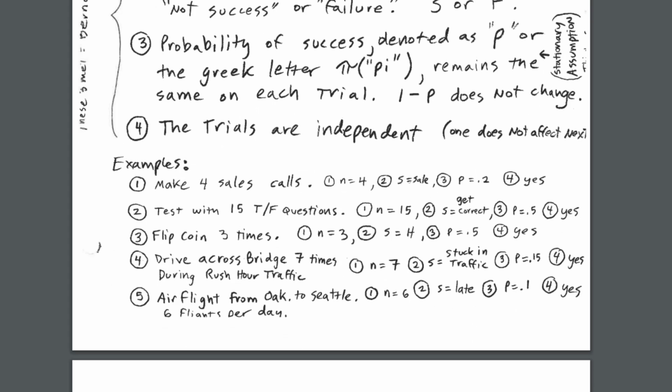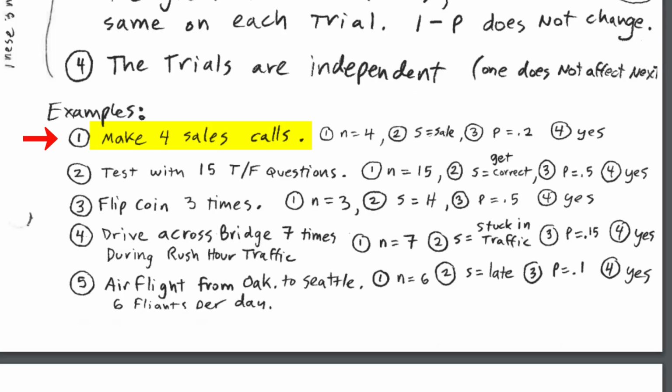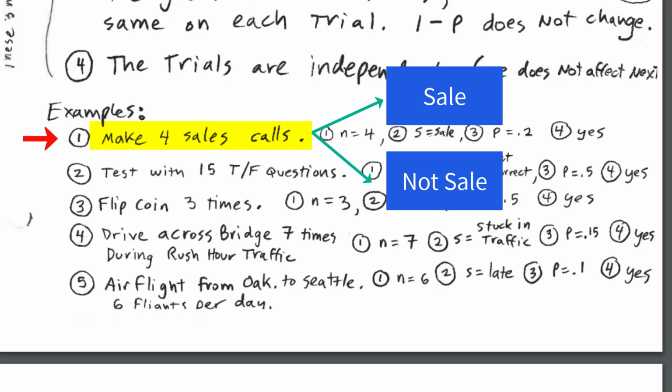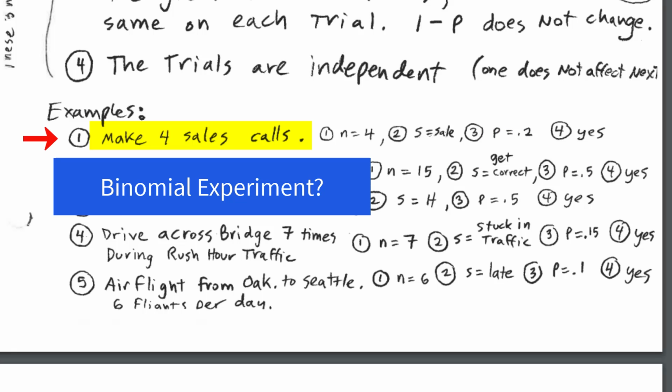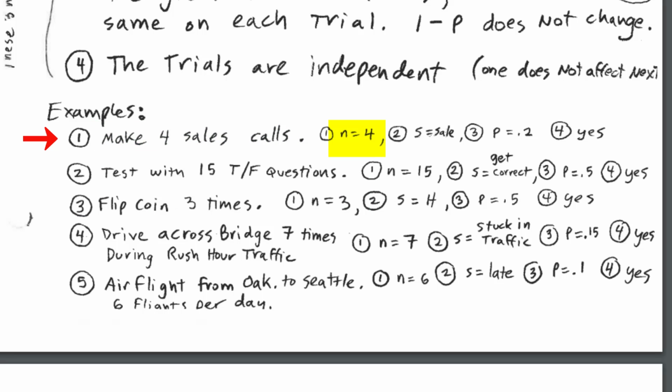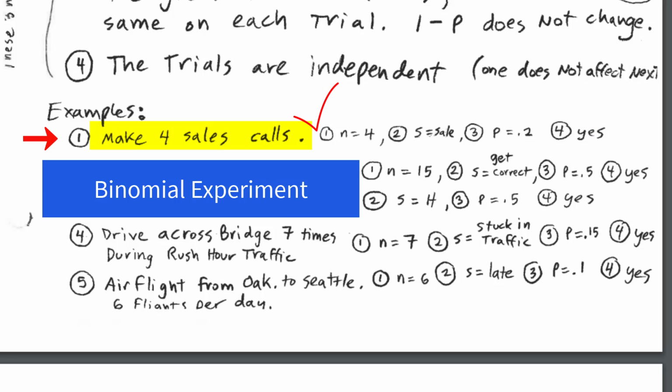Now let's scroll down and look at some examples. If we have a salesperson who makes 4 sales calls, and each call ends up in a sale or not a sale, and from past data we know that the probability of making a sale is 0.2, do we have a binomial experiment? Well, fixed number of trials, that equals 4. We can define success either way. We'll define success as a sale, the p, 0.2, and it remains the same each time. And is each call independent? Yes. So that's a binomial experiment.